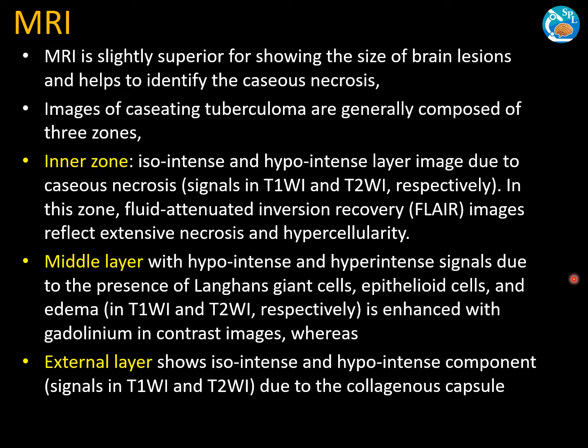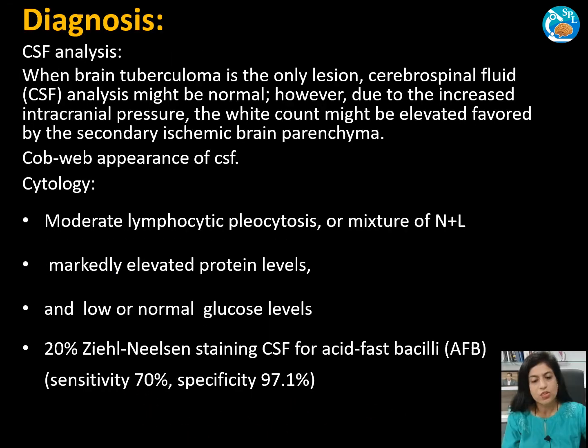Now, imaging of the caseating tuberculoma is generally composed of three zones. The inner zone, which is made up of caseation necrosis, is typically isointense or hypointense on T1 and T2 respectively, and the middle layer presents with hypointense signals due to the presence of Langhans cells, epithelioid cells, and edema in T1 and T2 respectively. And the external layer is a collagenous or fibrous capsule layer which appears as iso or hypointense on T1 and T2 weighted images.